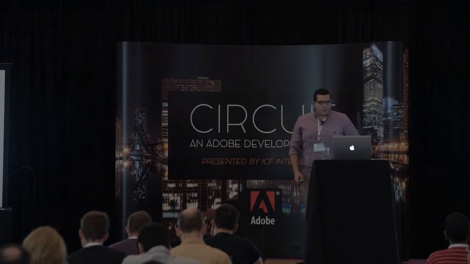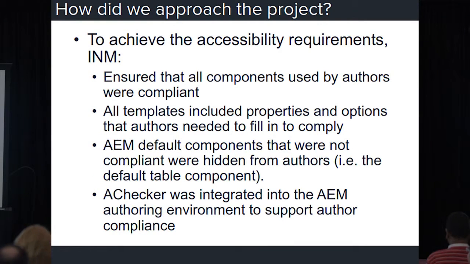So how did we approach the project? To achieve these accessibility requirements, IBM had to ensure that all the components used by authors were compliant. So every component that was created and developed had to go through all of this testing. All the templates included properties and options that authors needed to fill in. So we actually had to override the page creation wizard and add all these extra fields that are required for them to even have to create a page.